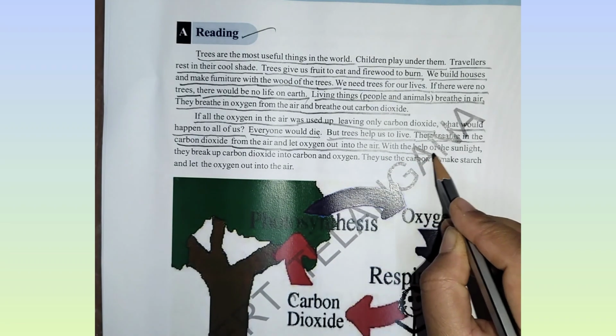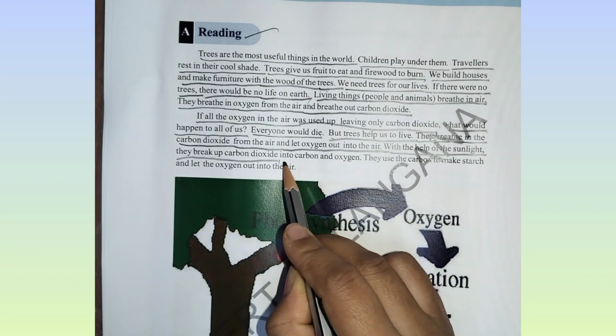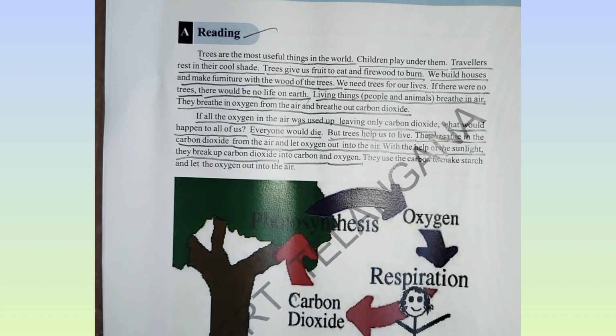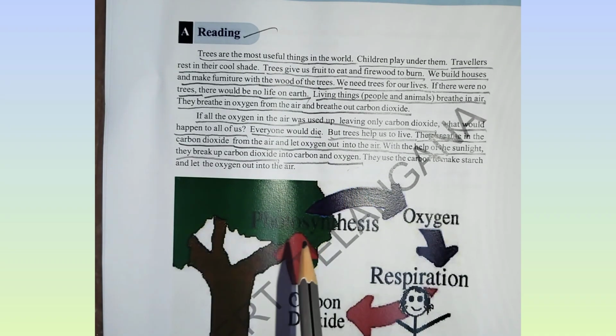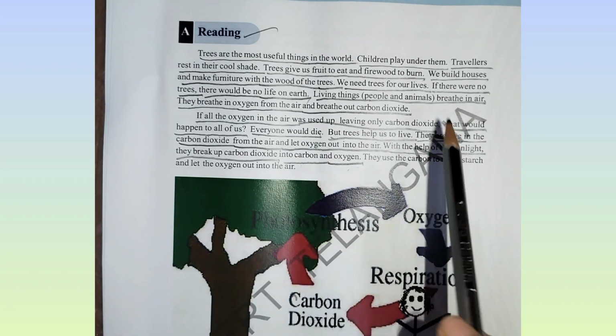With the help of the sunlight, plants break up carbon dioxide into carbon and oxygen. Carbon is one element and oxygen is another element. They divide the carbon dioxide into these two elements, with the help of sunlight.